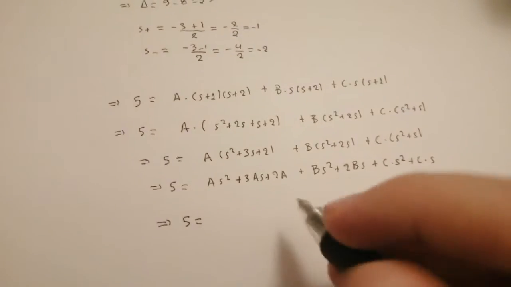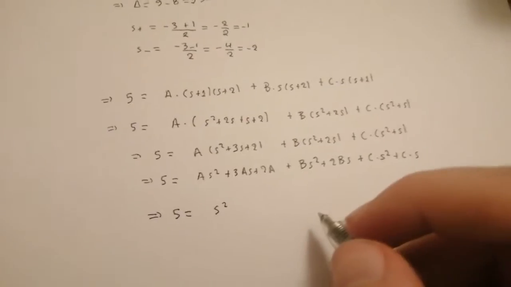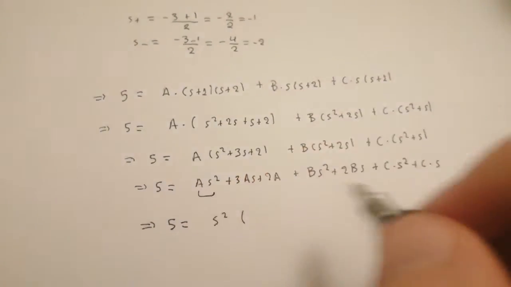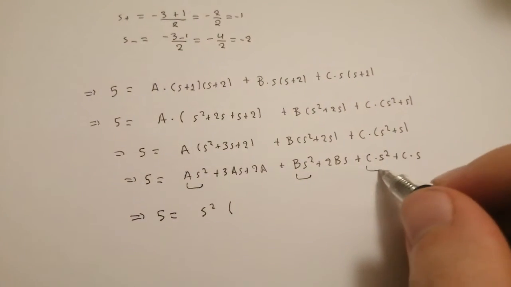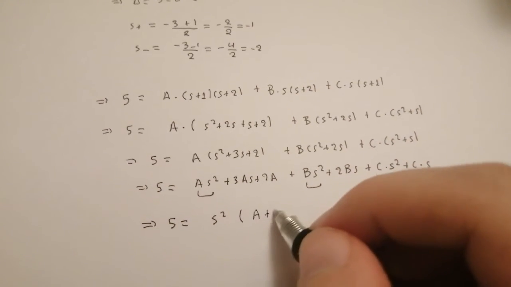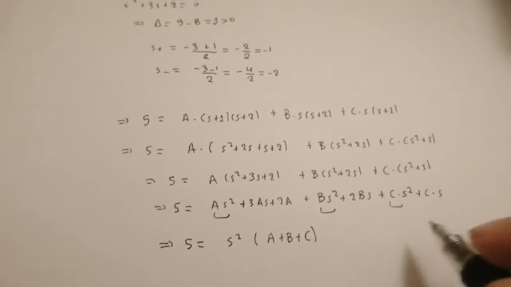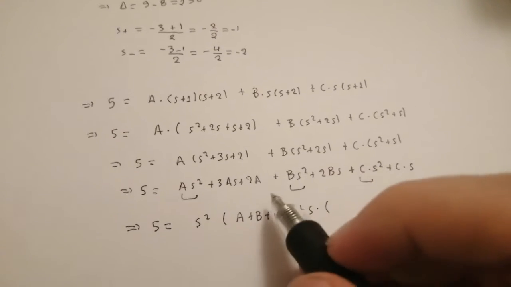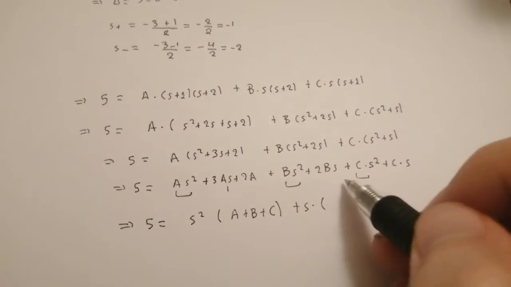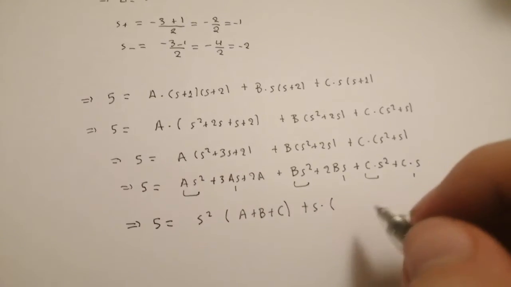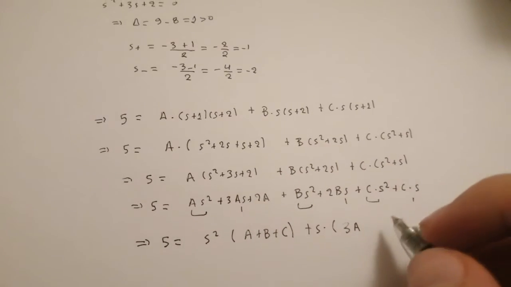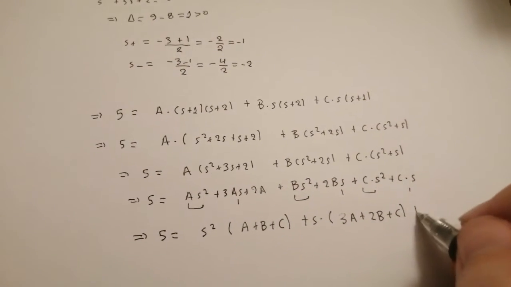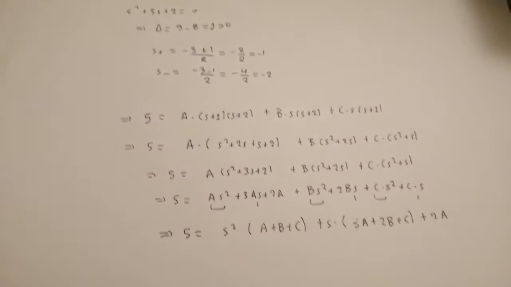Now I have to group my terms, so I just group the terms that are associated to s squared. So it's this term and this and this, so A plus B plus C, plus the terms associated to s to the power of 1, this term and this term and this term, so it's 3A plus 2B plus C, plus this constant term 2A.